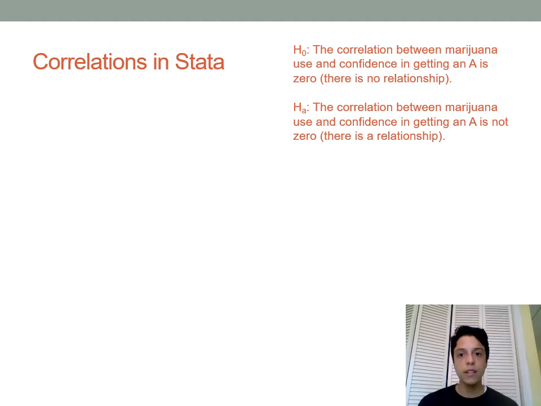So as a reminder, using the example that we just had, our null hypothesis for this significance test would be that the correlation between marijuana use and confidence is 0 in the population, so there's no relationship between these things. And the alternative hypothesis would be that there is a relationship between these things, so the correlation is not 0.